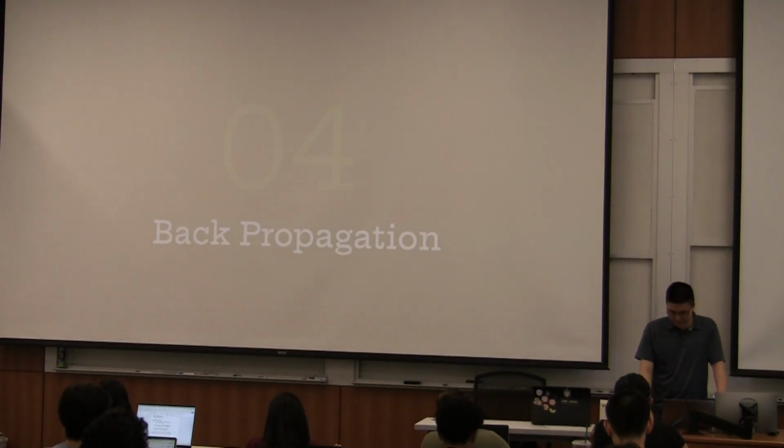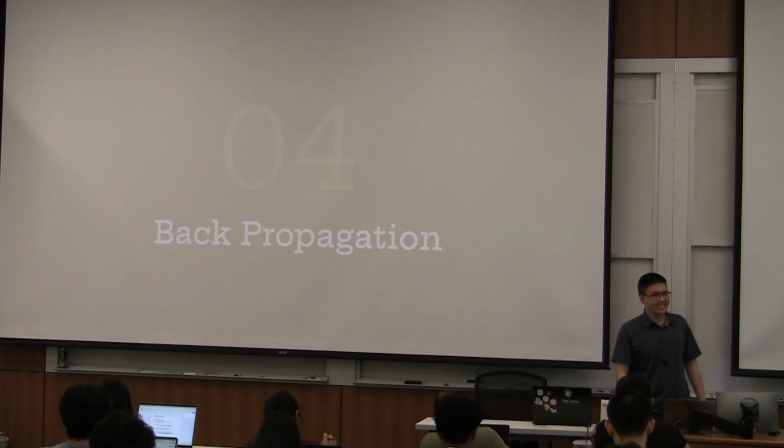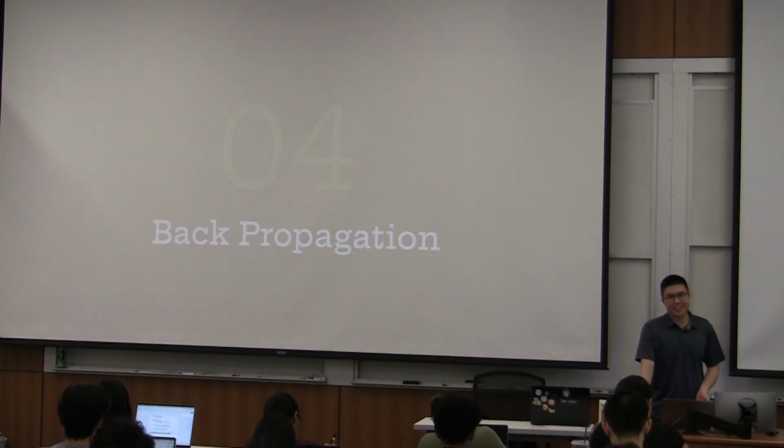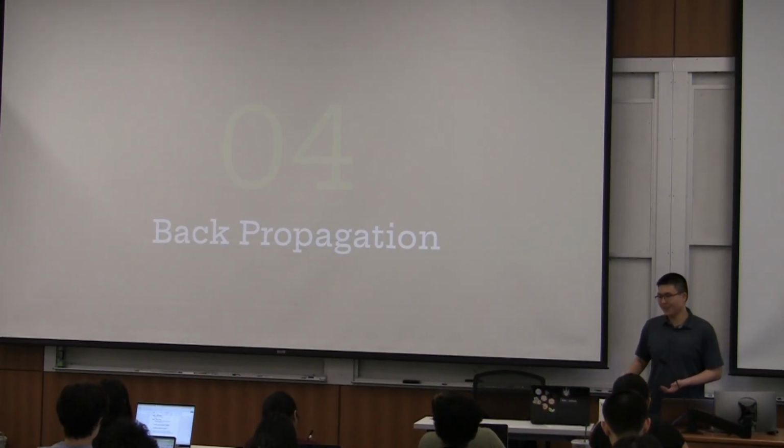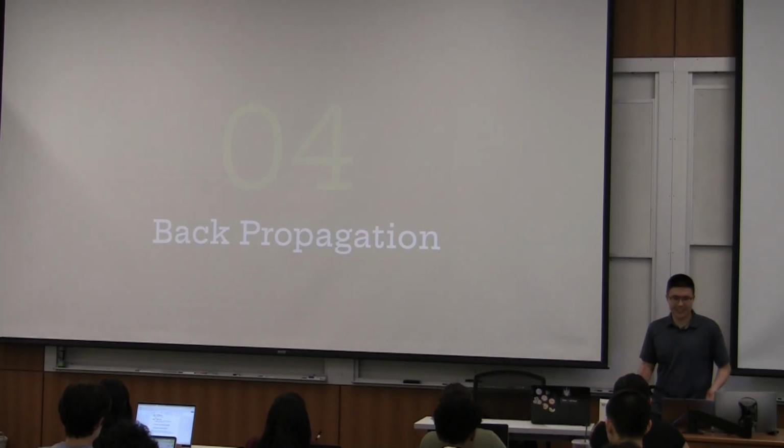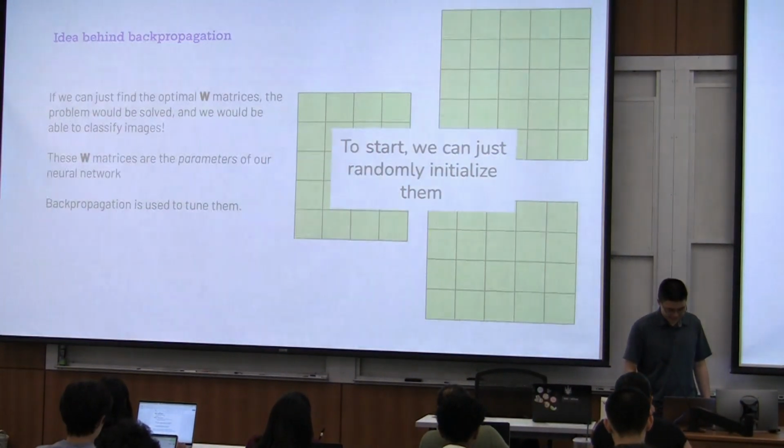Okay, now we're going to go on to backpropagation, which is how the neural network actually learns. So we previously talked about how the neural network computes an output, but how do we learn based on data? If it's wrong, how do we correct its mistakes?